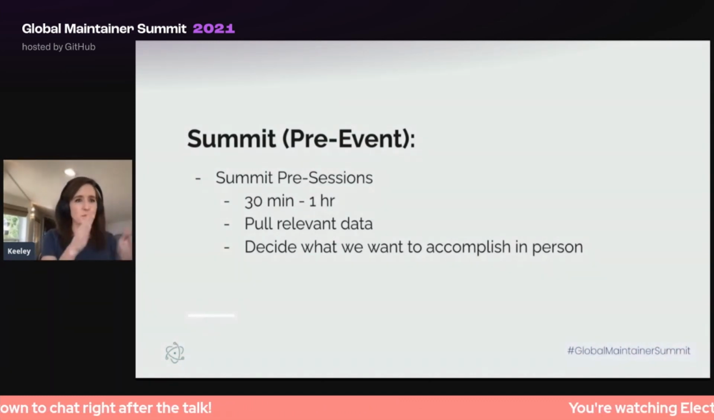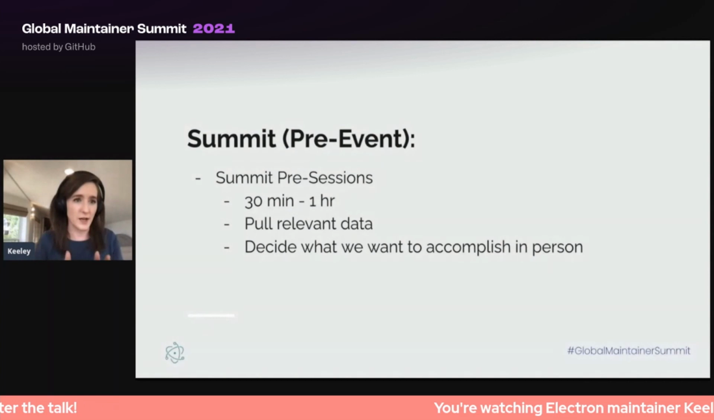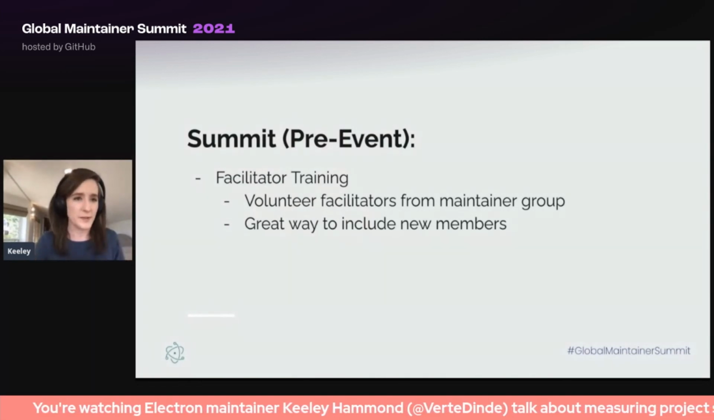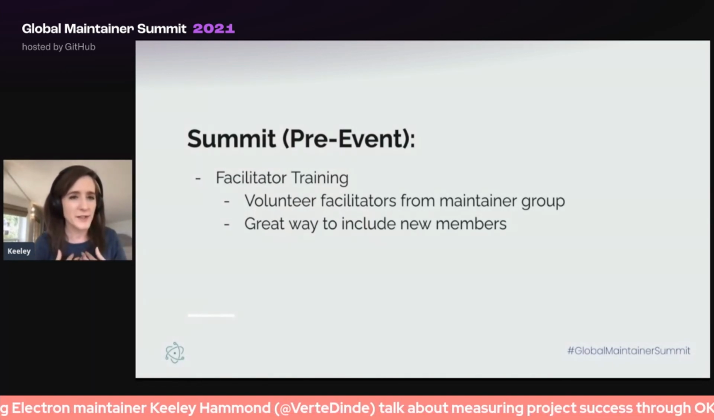So what are, say, the 3 topics that we really want to make sure we discuss while we're all together? We also do facilitator training, and this is actually one of my favorite things about Summit, and it's how I personally got involved in Summit.